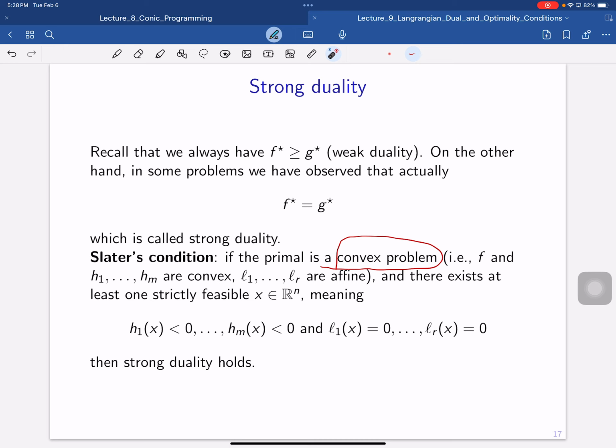Then Slater's condition says if there exists a strictly feasible x in R^n, strictly feasible meaning that all the inequality constraints are strictly satisfied, then you have strong duality. Okay, that's a condition people have used to prove strong duality, but we are not going to show how to prove that. You can just take it for granted here.